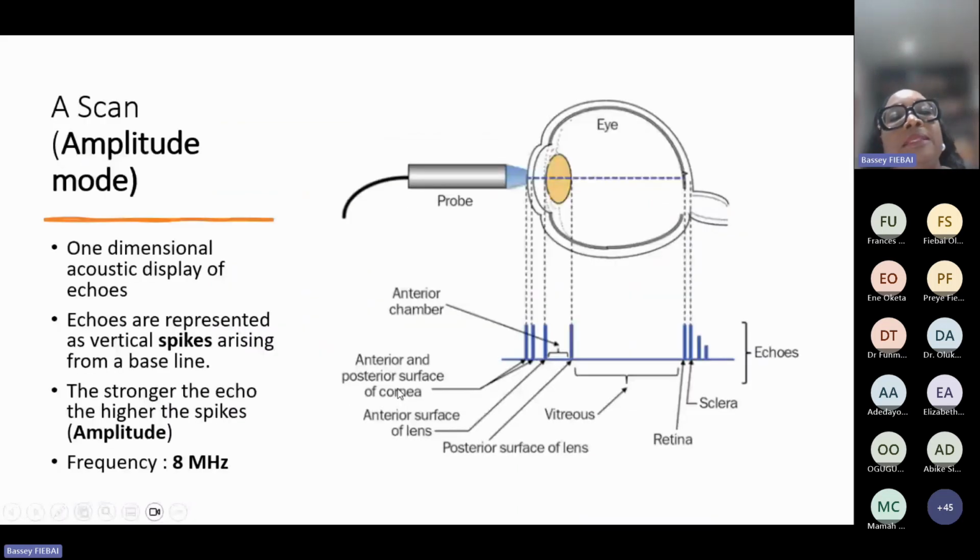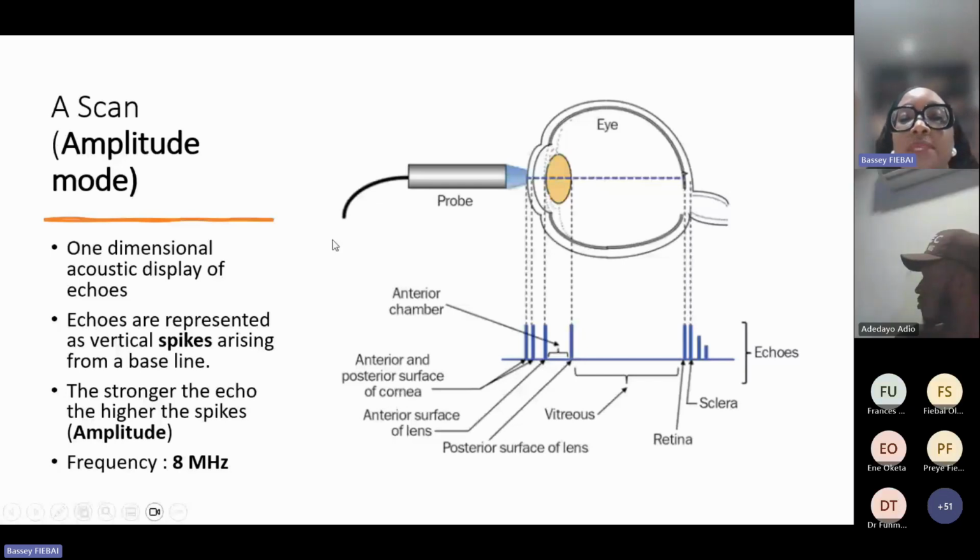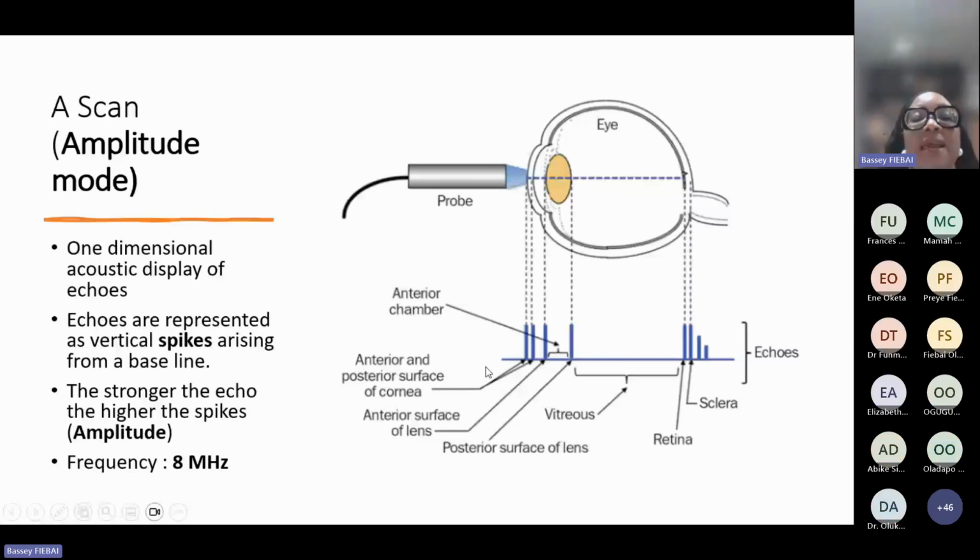So this is what the A-scan looks like. It's a one-dimensional acoustic display. So it's one-dimensional. All the spikes arise from this plane. You have 5 vertical spikes that arise from a baseline. The stronger the echo, the higher the spike. So that's why it's called amplitude mode. A stands for amplitude mode, because the stronger the echo, the higher the spikes.